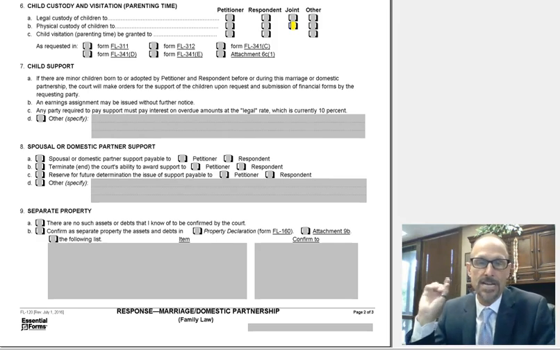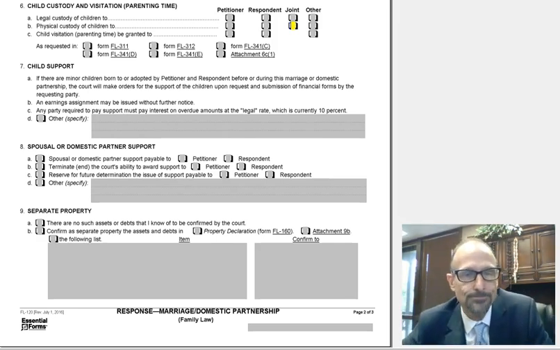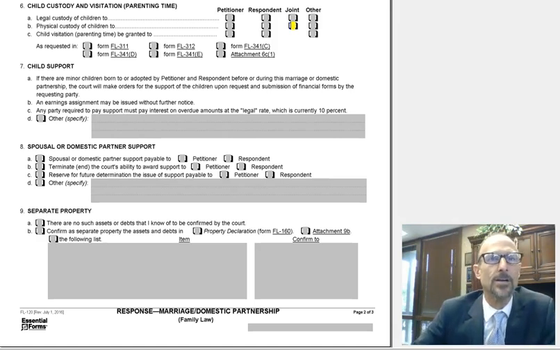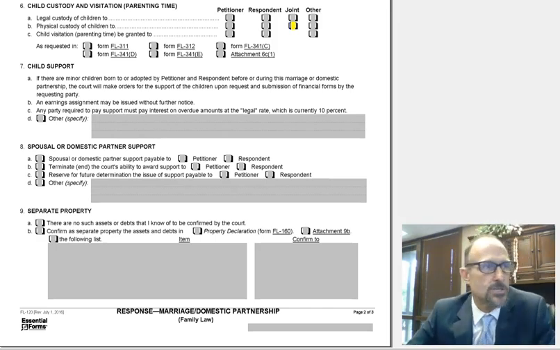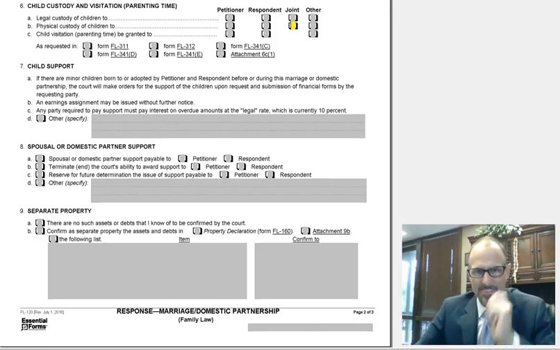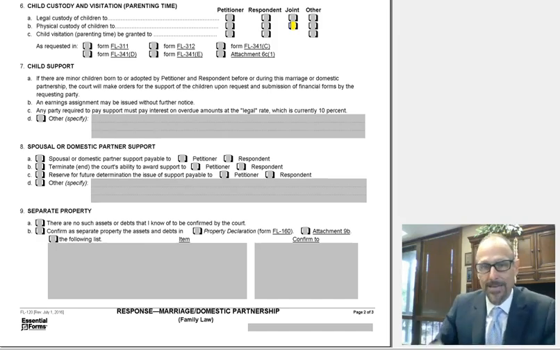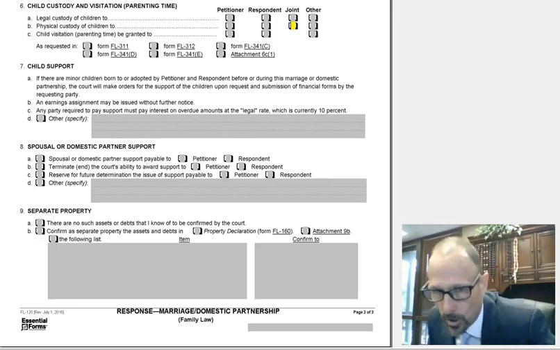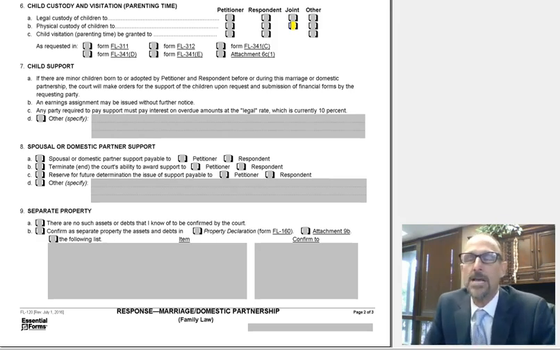Moving on to section 9, separate property. So this is an interesting section, and I'm going to pull something up on my desktop here. All right, so this is section 9. There are 2 boxes on the left there to mark A and B. A says there are no such assets or debts that I know of to be confirmed by the court. And then B is confirm the separate property that I've listed below, basically.